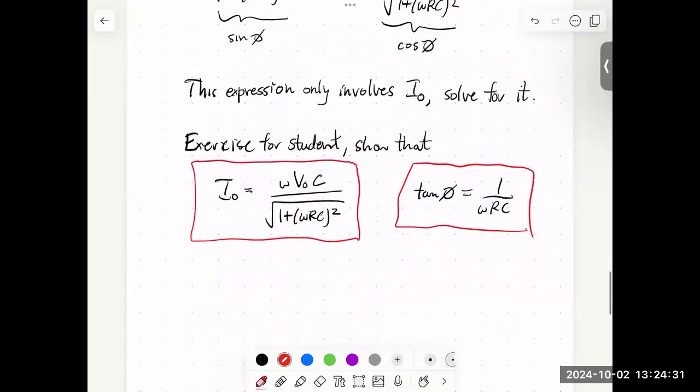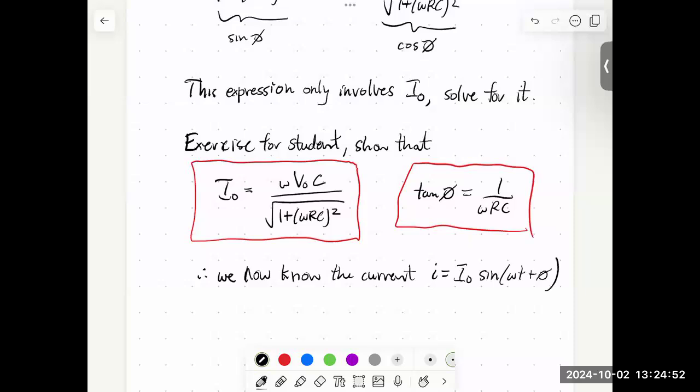And so now we know everything about our currents. So therefore, we now know the current I was I naught sine omega t plus phi.